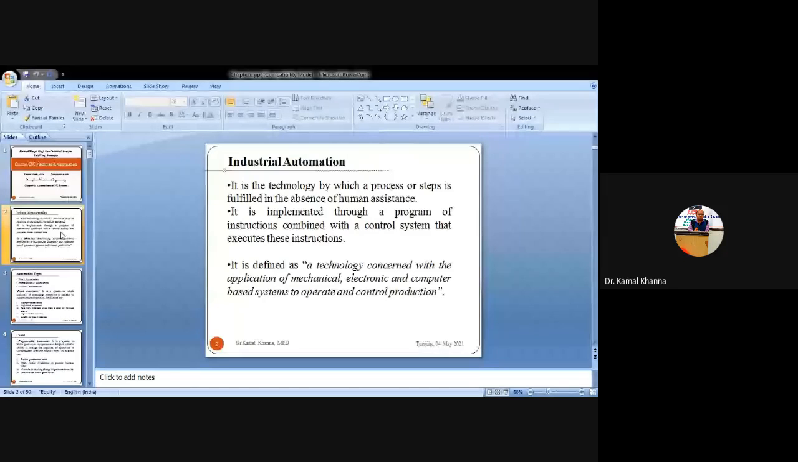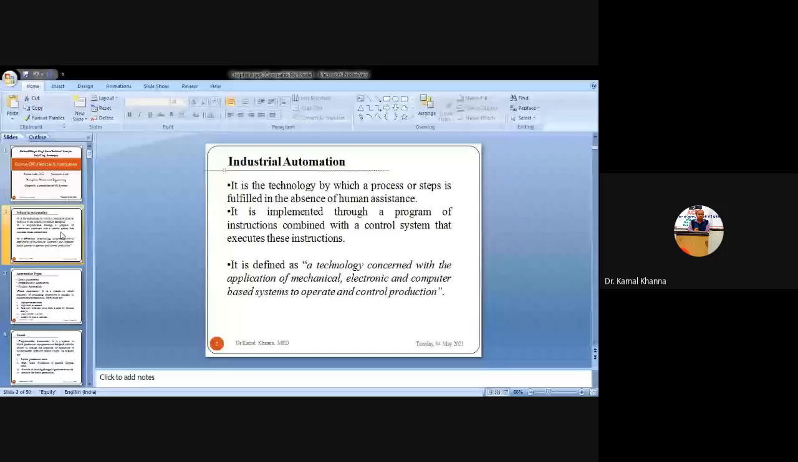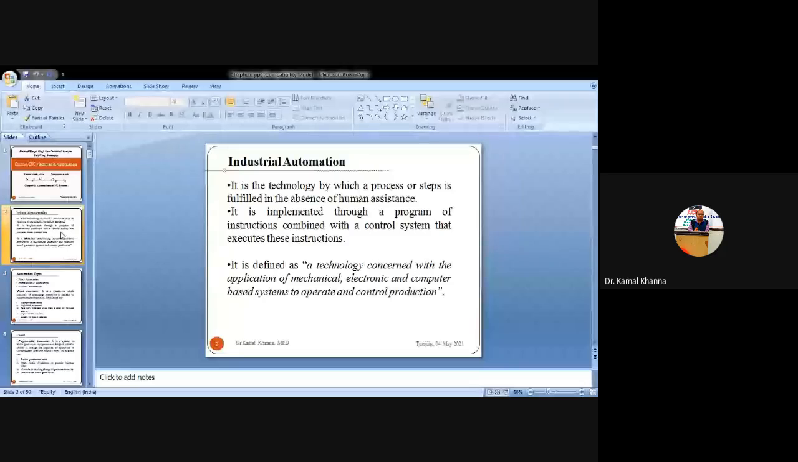So you can say this is the technology by which a process or step is fulfilled in the absence of engineers or workers. All the operations are carried out with the help of a set of instructions entered using an MCU, or machine control unit, that executes these instructions using a certain machine language. So it may be defined as a technology concerned with the application of mechanical, electronic, and computer-based systems to operate and control the production system.